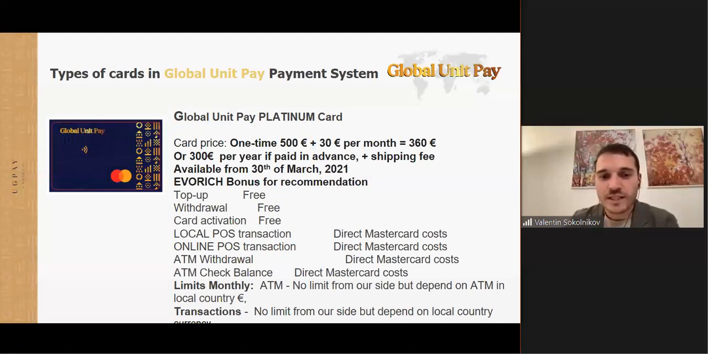Also, the same commissions apply here. No commission, I mean, for top up, withdrawal, card activation, etc., except the monthly limits: no limit from our side for ATM withdrawal, but there might be local restrictions. As far as the transactions are concerned, no limits from our side, but maybe the local country has some withdrawal or transaction limits. So write in the comments what kind of card you would like to order.